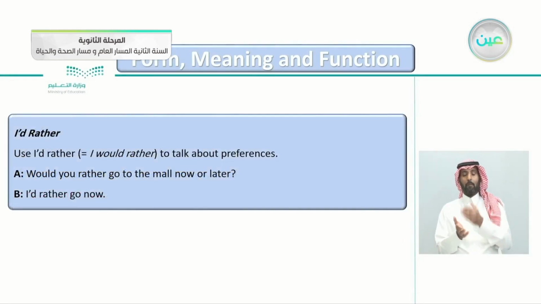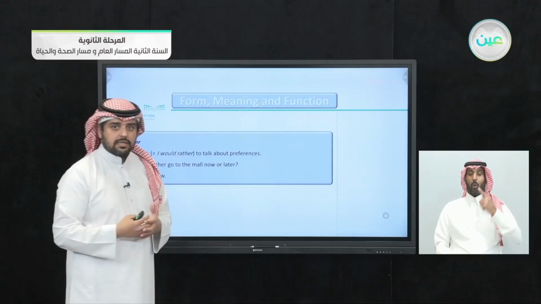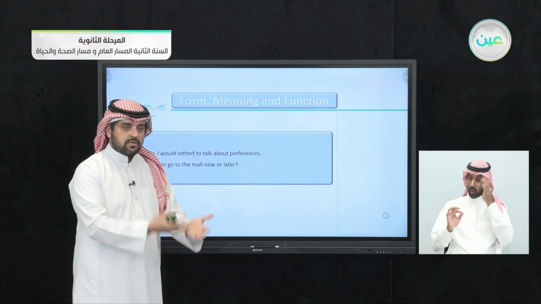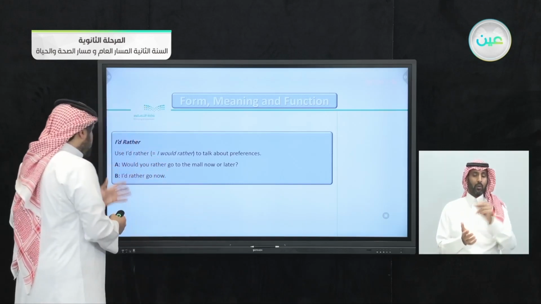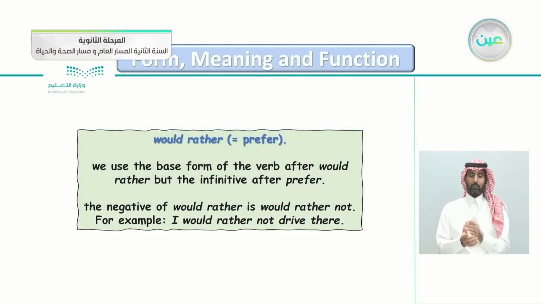Jumping to I'd rather here. Of course, I'd rather is short for I would rather, to talk about preferences. When you say I'd rather, it means that you choose to do that. Your preference is to do this thing. For example here, would you rather go to the mall right now or later? You say I'd rather go now. So I would rather, to talk about your preference. Would rather means to prefer. We use the base form of the verb after would rather, but the infinitive after prefer.